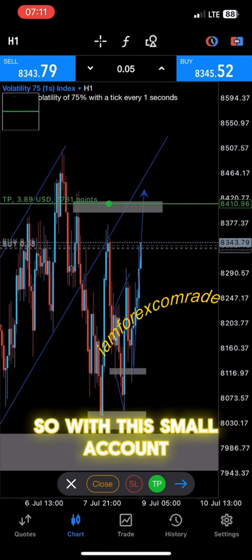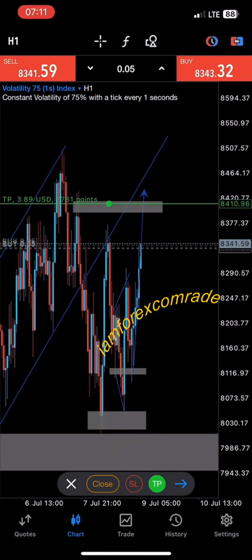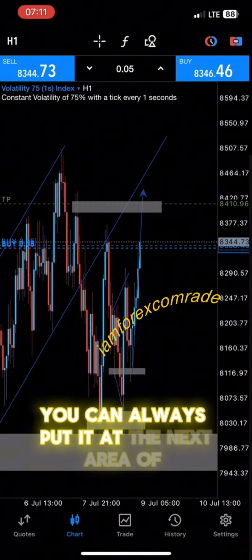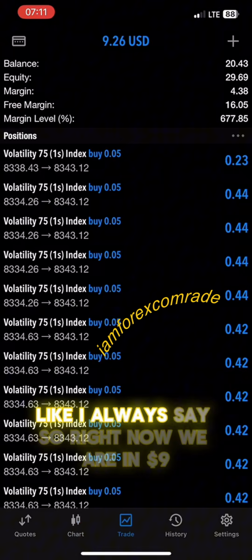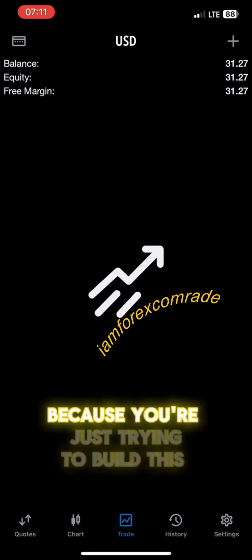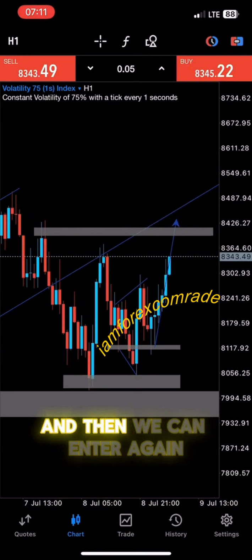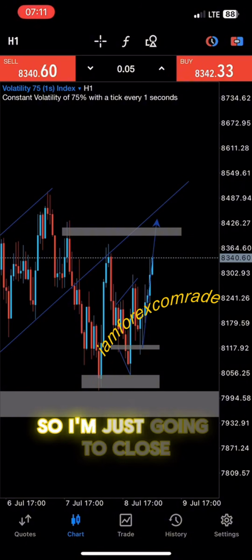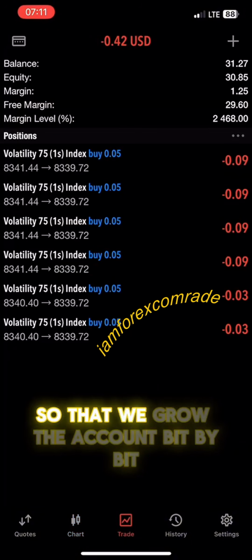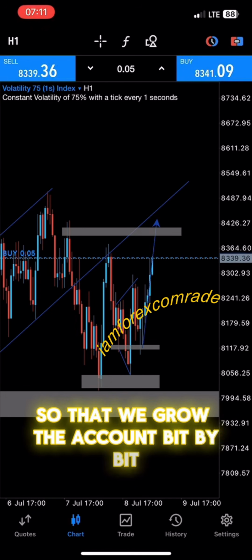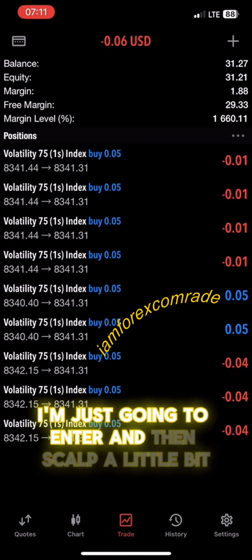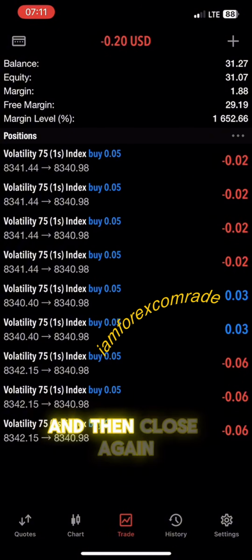With this small account, we cannot put a lot of positions. And in terms of take profit, you can always put it at the next point of confluence, like I always say. So right now we are in $9. We can actually close because we're just trying to build this account, and then we can enter again. I'm just going to close and then enter again with a bigger account so that we grow the account bit by bit. It's still the same chart. I'm just going to enter and then scalp a little bit and then close again.